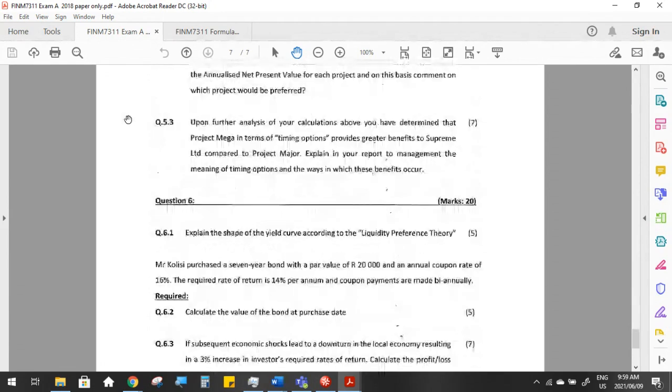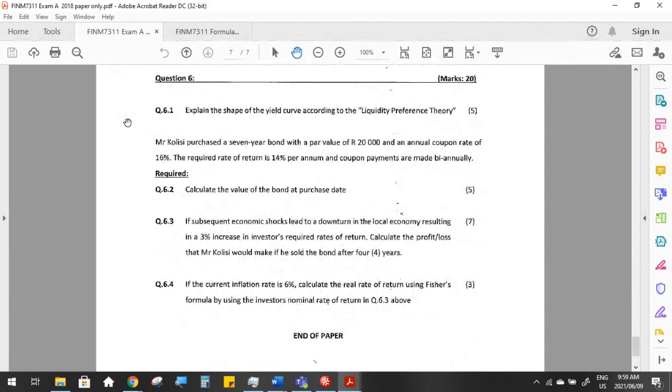So question 6, okay, so we've got to the end of the paper, so that was well timed. So question 6, 5 marks theory, explain the shape of the yield curve according to the liquidity preference theory. Which learning unit is this out of? Interest rates and bond valuation, learning unit 4.